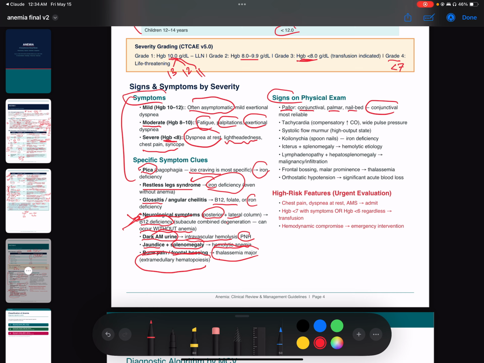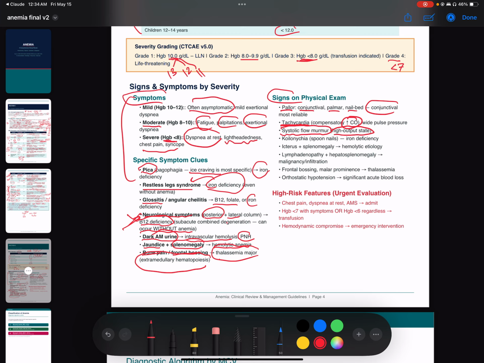If you have anemia, that means you have fewer RBCs, less hemoglobin, and less oxygen that the blood is carrying to the tissue. So in order to compensate, the heart increases the cardiac output by causing tachycardia to increase the perfusion going to the tissue. Sometimes we call it high output state or high output heart failure, and this can come with a systolic flow murmur.